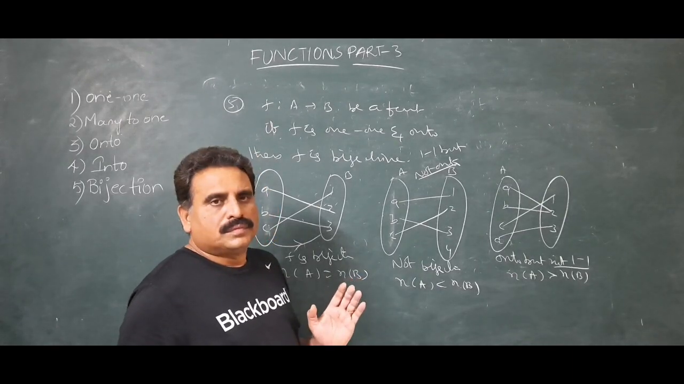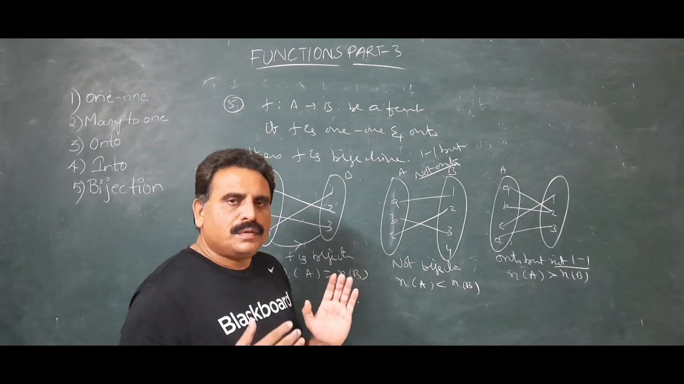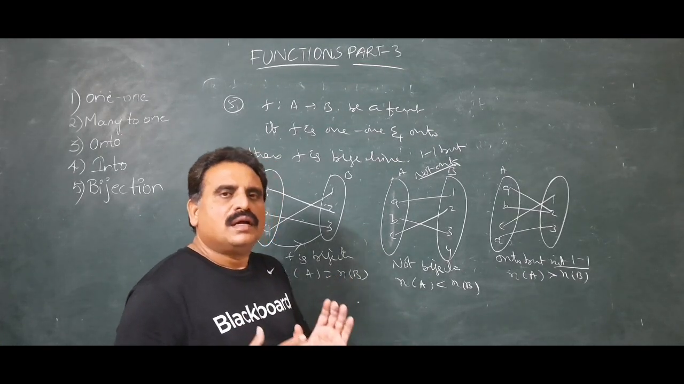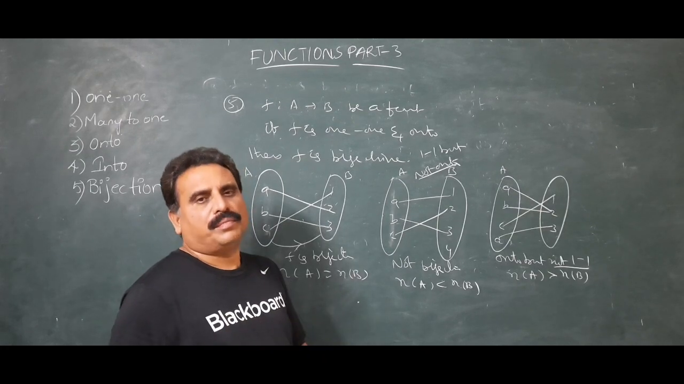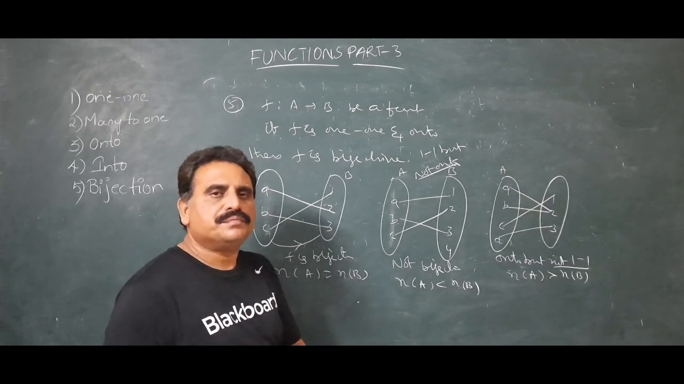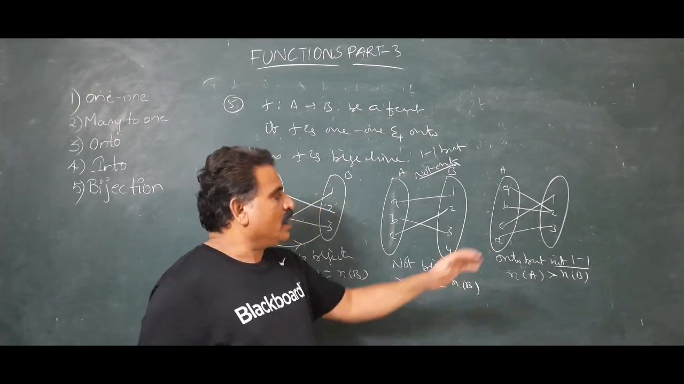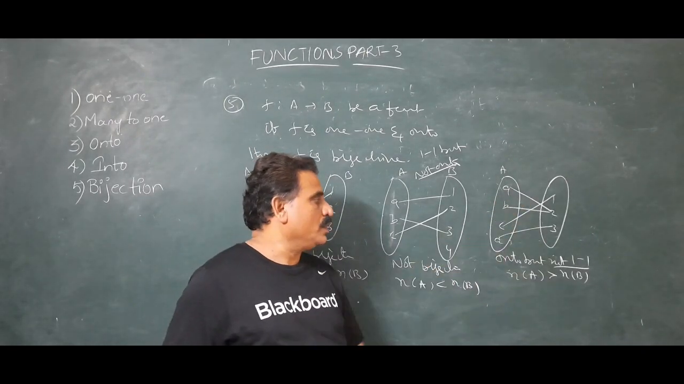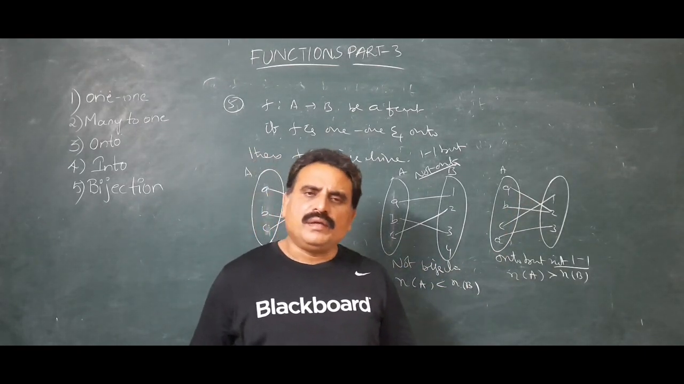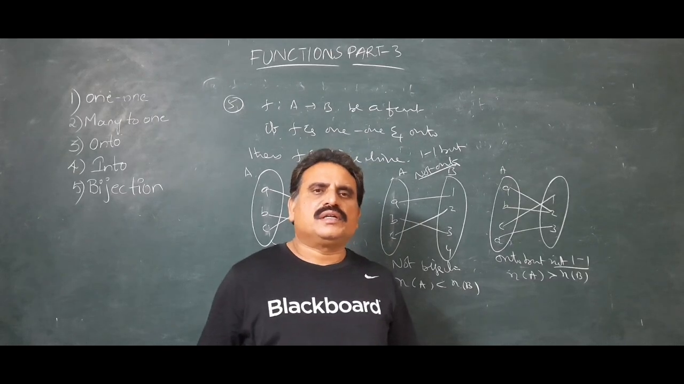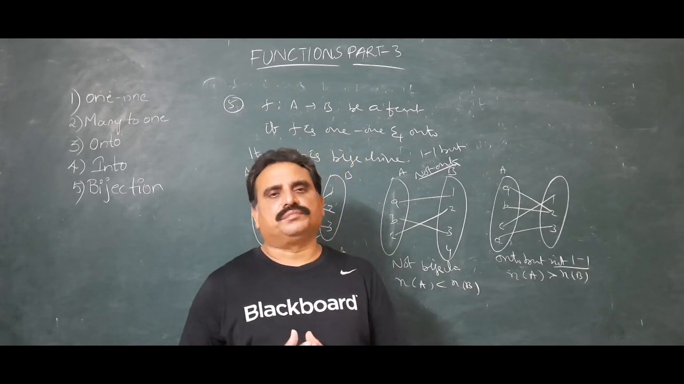So if f mapping from A to B is 1-1, definitely n(A) is less than or equal to n(B). If f mapping from A to B is onto, definitely n(A) is greater than or equal to n(B). These definitions are very important, and based on them we can find the nature of the function.